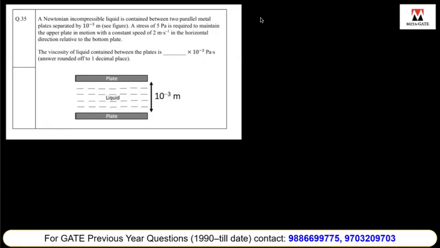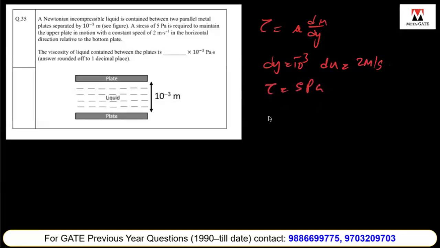Now we know shear stress tau is equal to mu into du by dy, where mu is the dynamic viscosity and du by dy is the velocity gradient between the plates. It is given that the upper plate is moving with a constant speed of 2 meters per second and the separation is 10 power minus 3. So du is equal to 2 meters per second, and the shear stress is 5 pascals. Now we need to calculate the viscosity. So 5 is equal to viscosity into 2 by 10 power minus 3. So mu is equal to 2.5 into 10 power minus 3 Pascal second. So the answer is 2.5.